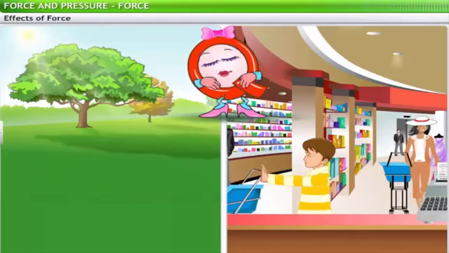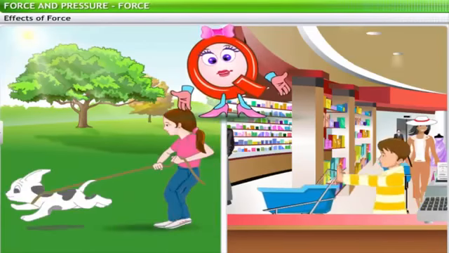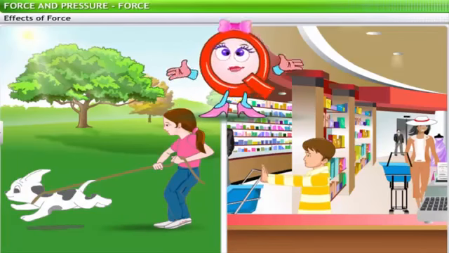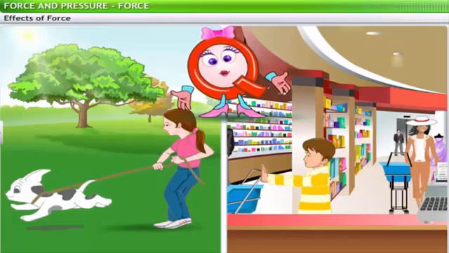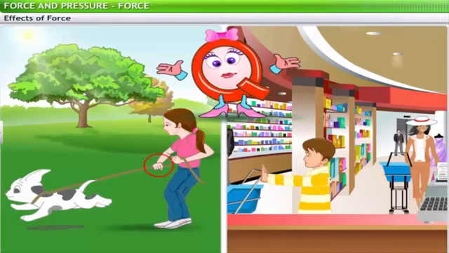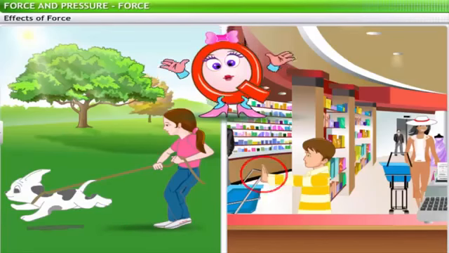Both Tina and James are applying force. What is the effect of force on Tina's dog and on James's shopping cart? You observed that the dog was moving, and it stopped when Tina applied force on its leash, whereas the shopping cart was stationary before James pushed it.